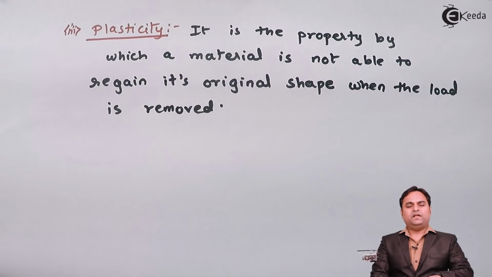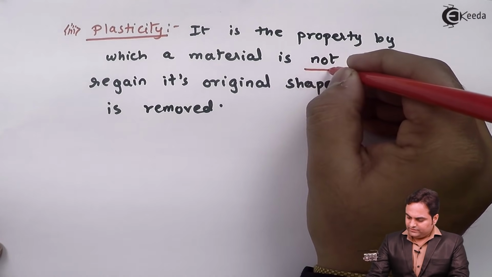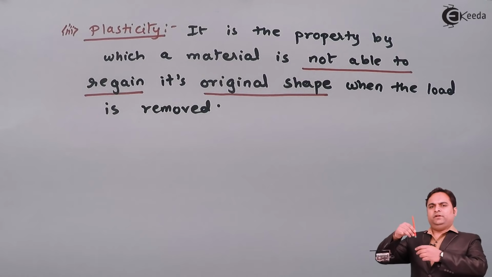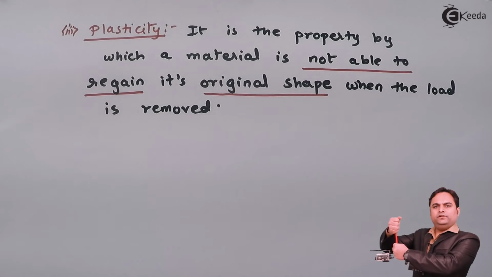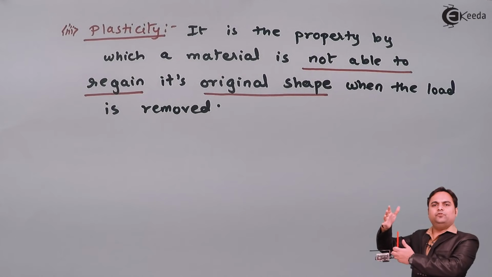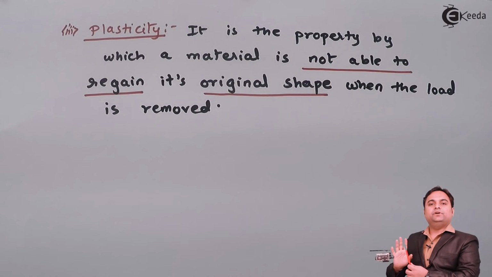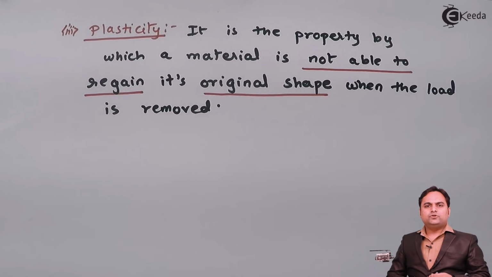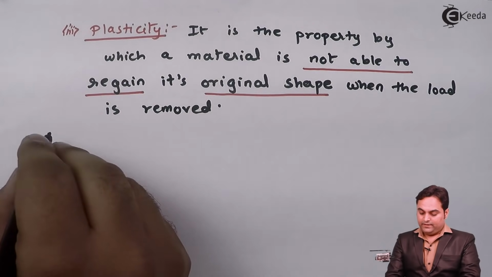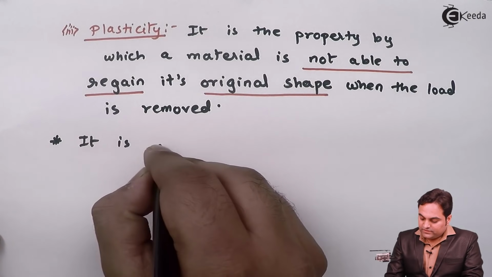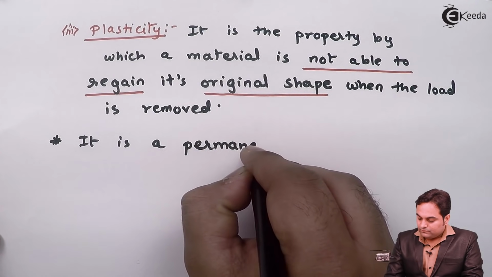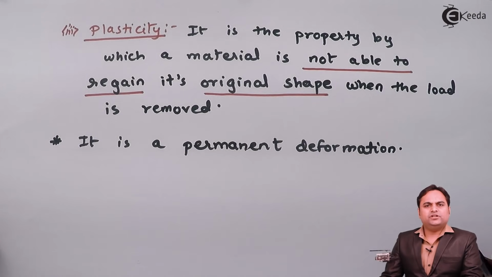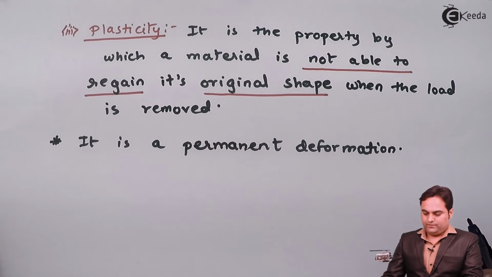It means in case of plasticity, the material is not able to regain its original shape. For example, I have this pen. If I am applying a load and pulling this pen, then its shape will change, and the moment I remove the load, it will not regain its original shape. Means when the load was applied, the shape has changed. That change in shape will remain permanently. So we have understood that plasticity is nothing but a permanent deformation, as the material is unable to regain its original shape, so it comes under the category of permanent deformation.